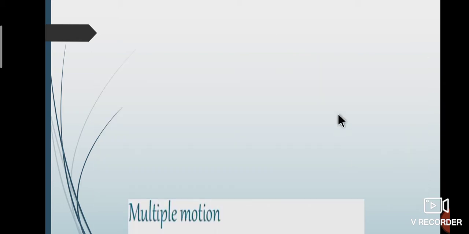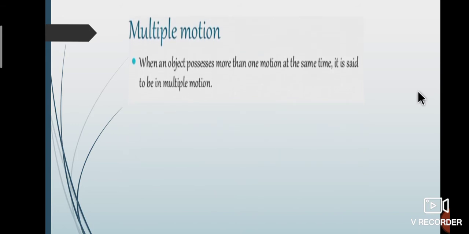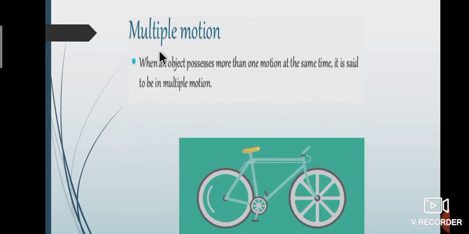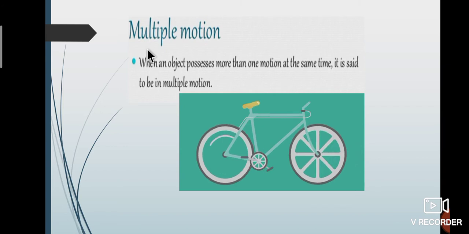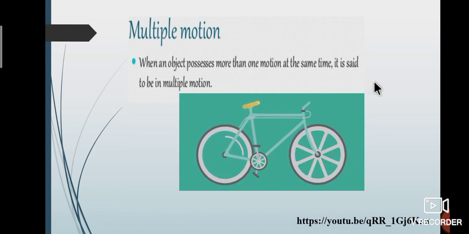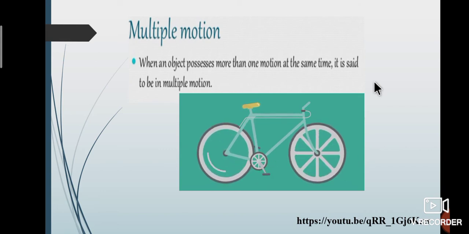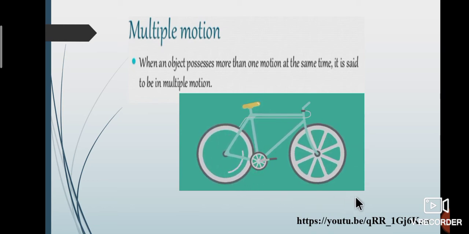Okay, we will see one more type of motion. Yes, that is multiple motion. When an object possesses more than one motion at the same time, it is said to be in multiple motion. See the picture. The wheel rotates and makes a rotatory motion, but the cycle moves forward in a linear path. So linear motion also takes place.